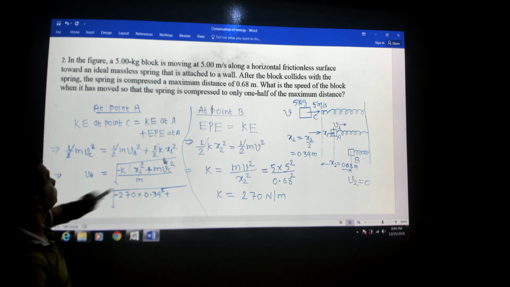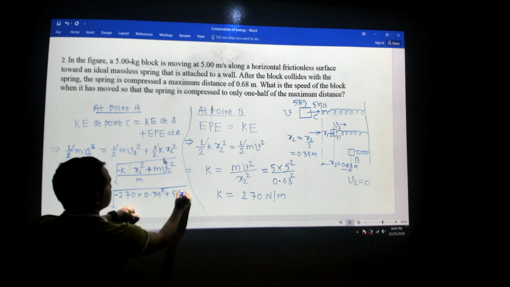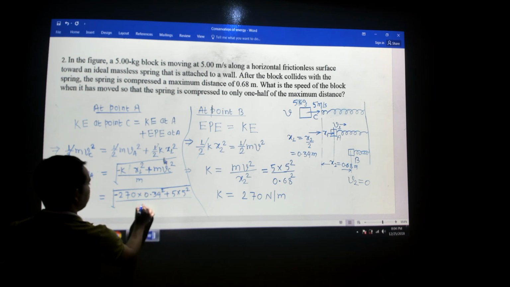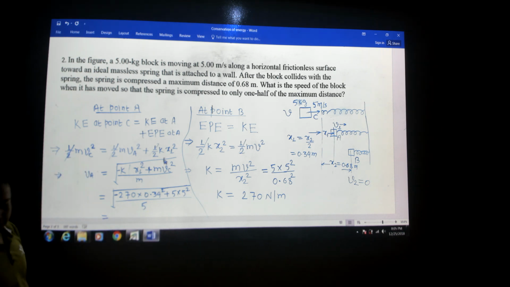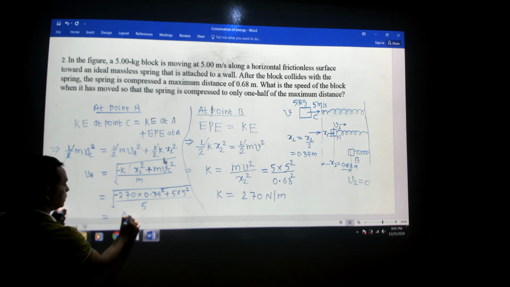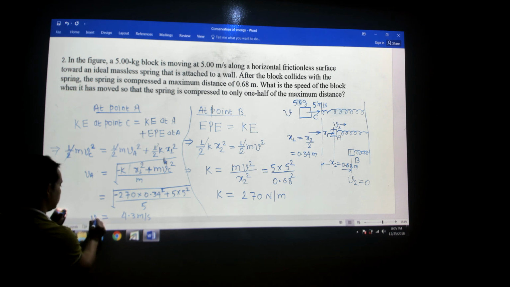So this is 270, and the x1 is 0.34. The mass is again 5 kilogram, and the velocity is 5 squared, and the mass is again 5. Just solve this equation, and you will get 4.3 meter per second. This is the velocity at point A.